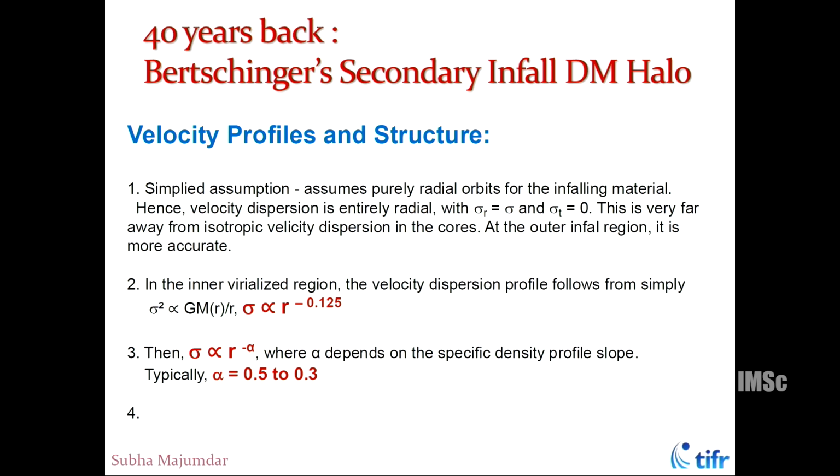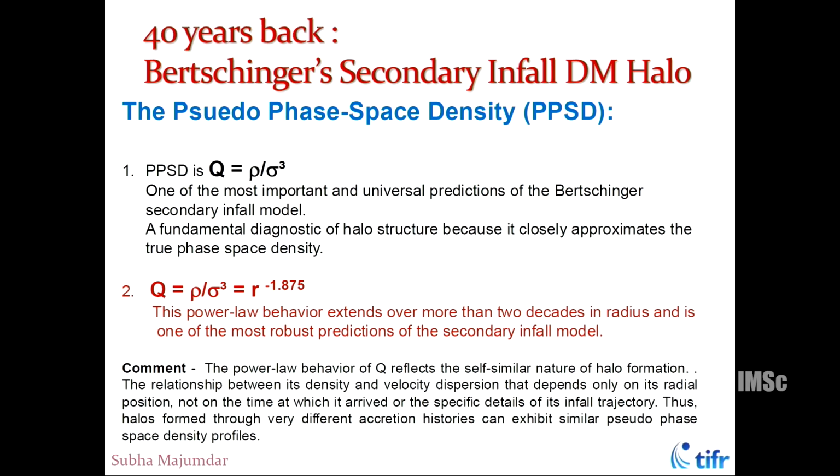Once we have these two, Bertschinger also calculated another thing which is known as the pseudo phase space density. And this is very important. This is defined like this, which is rho by sigma cubed. And this is one of the most important and universal predictions of Bertschinger's model. It's more important because it was a fundamental diagnostic of halo structure, because it closely approximates the real phase space density. So this has the same properties as the real phase space density. So you can calculate it easily from a theory or from observations.